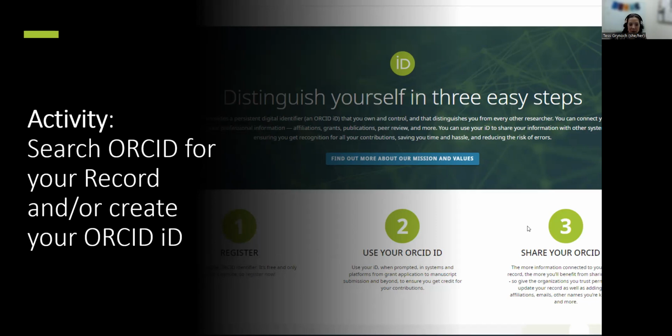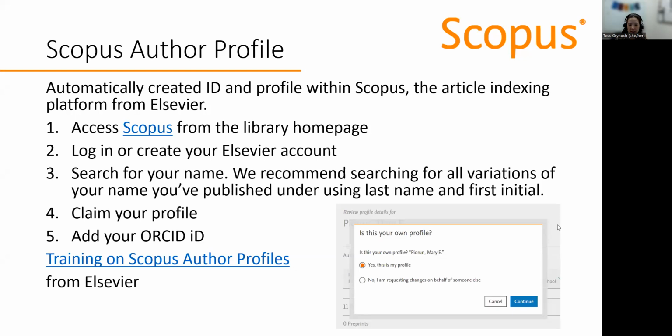Excellent. Okay. So as I alluded to, the second profile we wanted to cover today is Scopus author profiles. It's an automatically created ID and profile within Scopus, the article indexing platform from Elsevier. You can access Scopus from the library homepage, then log in or create your Elsevier account.